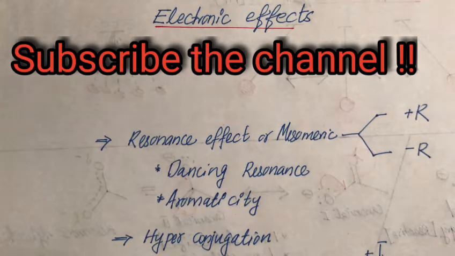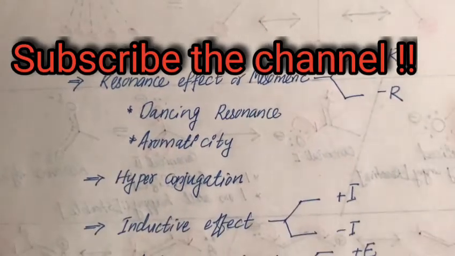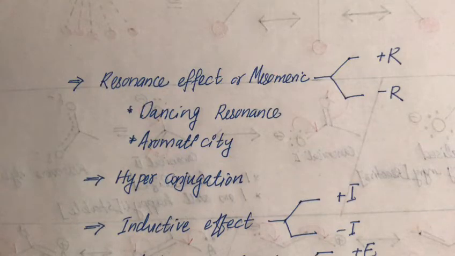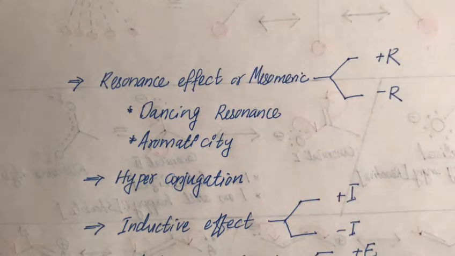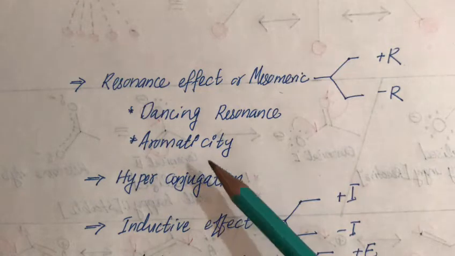Okay. Today we are going to discuss the most important fundamentals in organic chemistry. Firstly, we will go through all the effects, that is, the electronic effects in organic chemistry. First of all, we list out those electronic effects. The most important one is the resonance effect or mesomeric effect. We will discuss it later. It can be a plus R effect or a minus R effect.